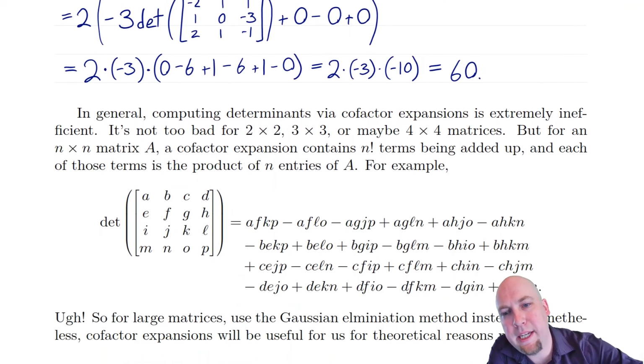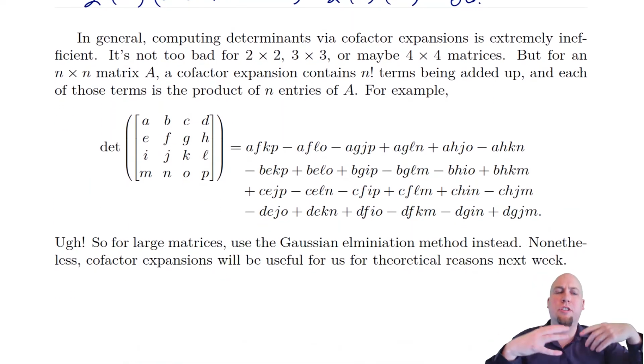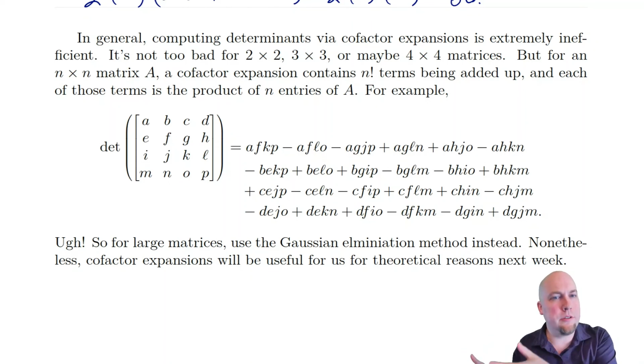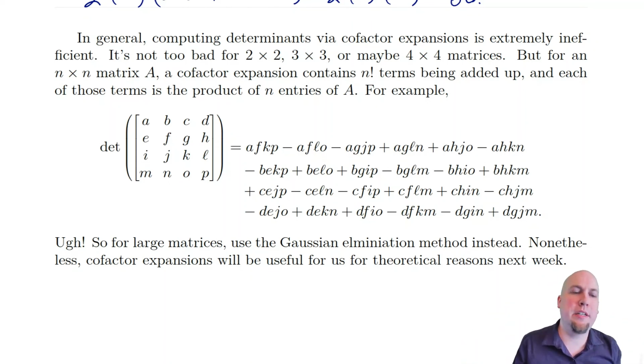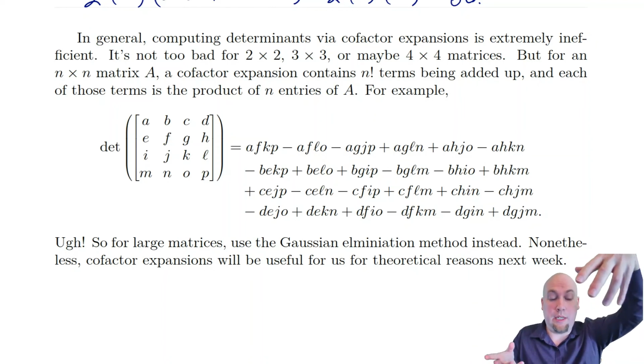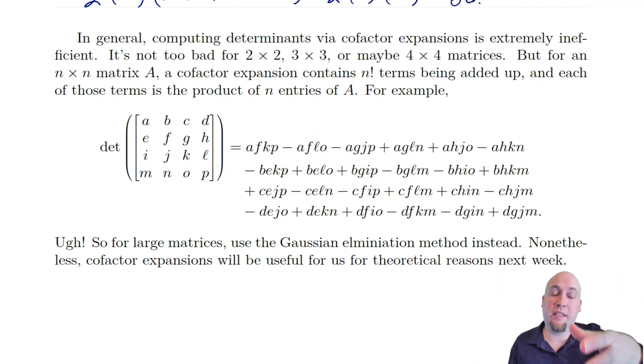Okay, and that's maybe enough of going through examples. I want to close on just a final note about when to use cofactor expansions versus when to use Gaussian elimination. And in practice, use Gaussian elimination. If you have a numeric matrix in front of you and you want to compute its determinant, use the method based on Gaussian elimination. It's going to be a heck of a lot faster.